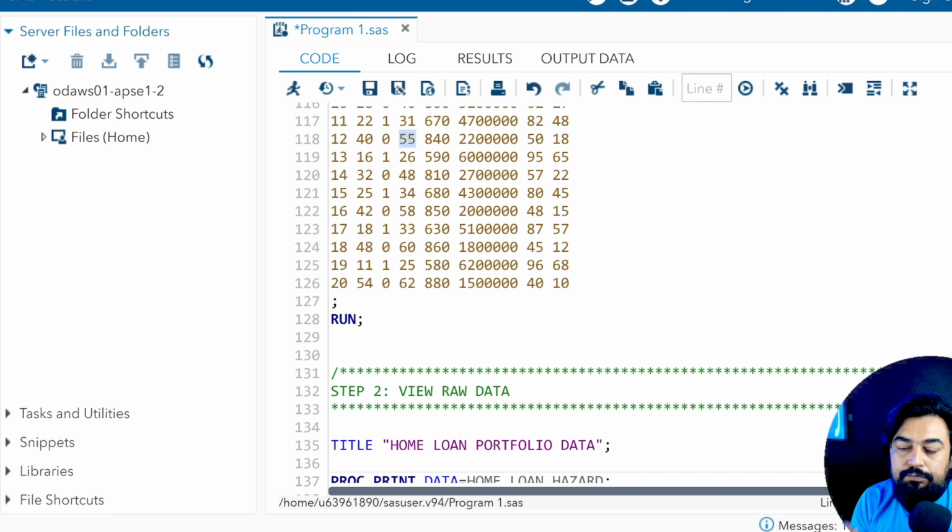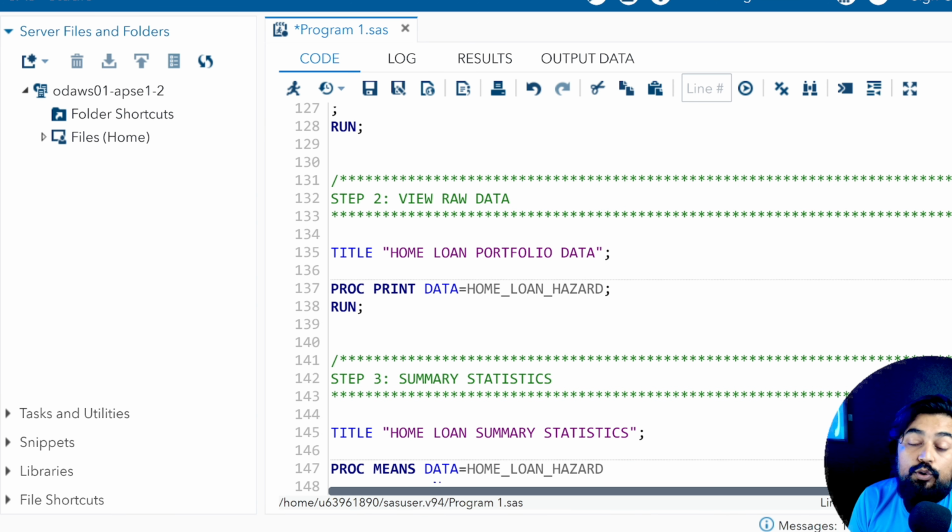So now I simply loaded the data. This will create a data set. Okay. The name of the data set is already defined on top. Now this will create a data set, and in step 2, I'm just trying to print the data. Before building any model, we should always inspect our data. So PROC PRINT displays the data. Think of it just like opening an Excel sheet and verifying that everything looks correct.